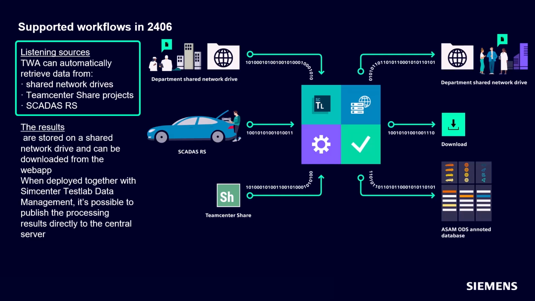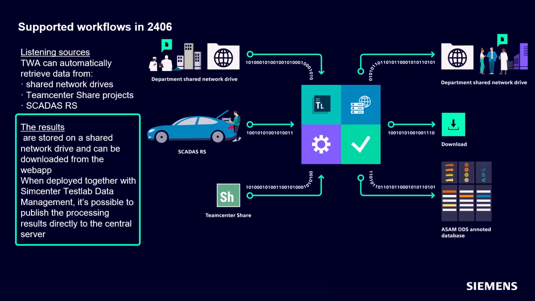And we can also use the Scatus RS. So the Scatus RS, we can actually have a Scatus RS running in the field. And while it's collecting the data, that data can automatically be uploaded to a network location or placed in the cloud. We can look for it or retrieve it directly from the Scatus RS and then process that data and publish the results. So these are the three different locations we share currently: shared network drives, Teamcenter shared projects, and the Scatus RS. I'm going to show using a shared network drive today, and I'm going to show a video of using the Scatus RS.